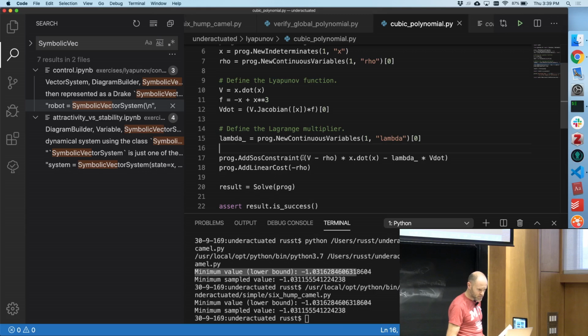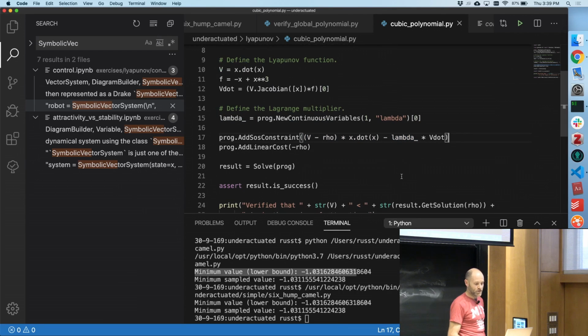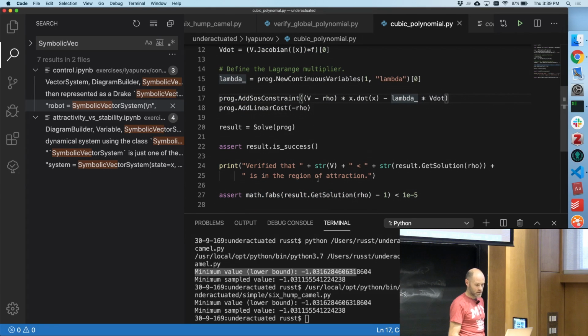It looks like this. V minus rho, I have to pull out the origin. Again, we're going to make you think about this. The only way to really get it is to think it through. Minus lambda v dot, if that is sums of squares, then I can search for rho and lambda at the same time, and I have a proof of stability. Okay? And this also finds the Lyapunov function less than 1, okay?